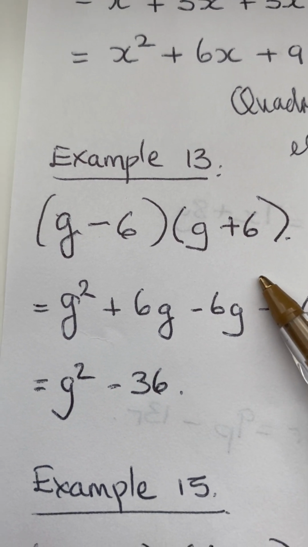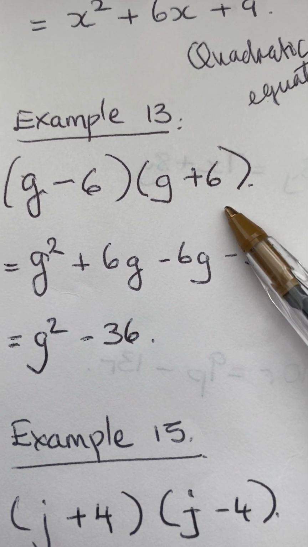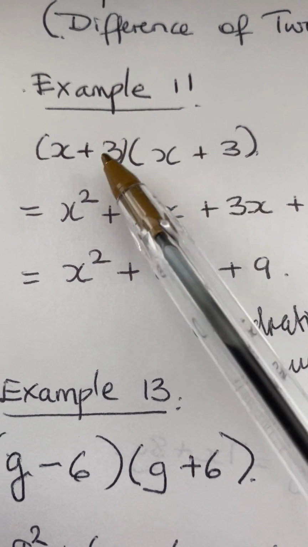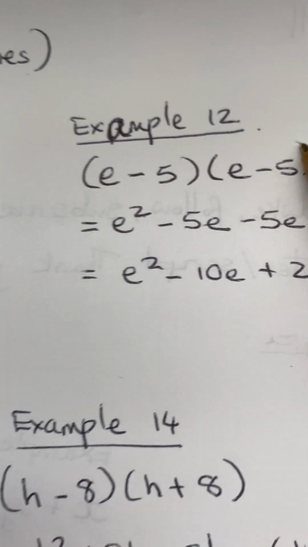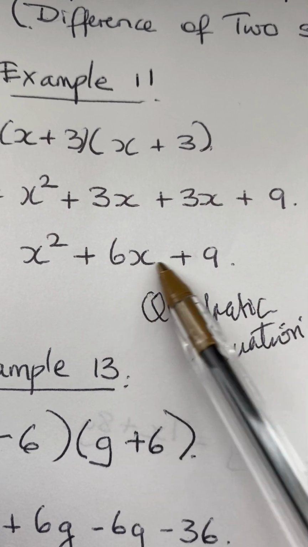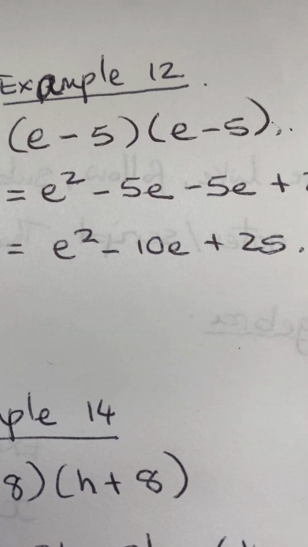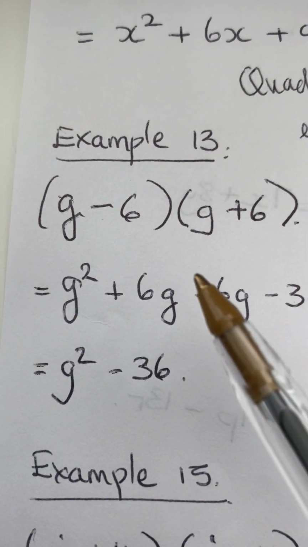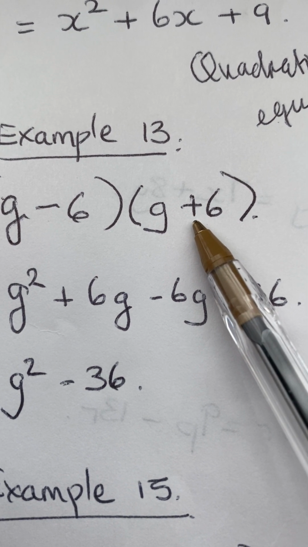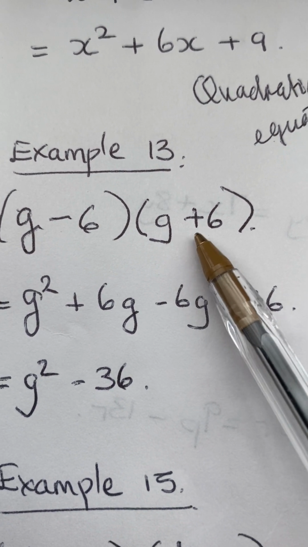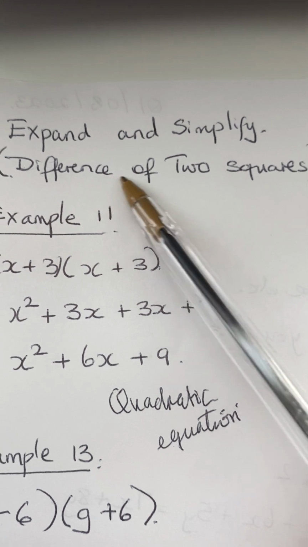Example 13. Okay, so now I'm going over the difference of 2 squares. So here we have plus and plus. There we have minus and minus. Now with the plus and plus, look at our answer. With the minus and minus, this is the answer we get. Now here there is one minus and there's one plus. Okay, so this is what difference of 2 squares is about.